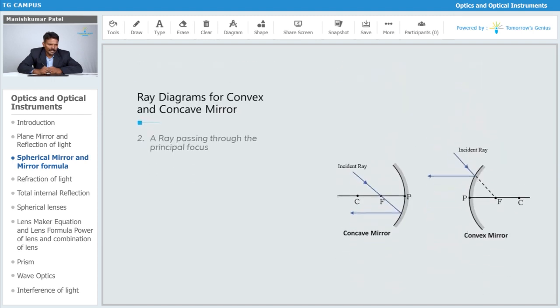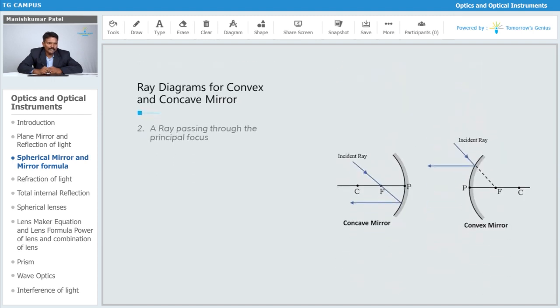Now coming to the next one. Let's say for example a ray is passing through the principal focus, then it will emerge parallel to the principal axis. This is how we can show it over here. That is your incident ray. After passing through this focus, it will emerge parallel. The same thing I have shown for the convex mirror also. So this is again an important rule.